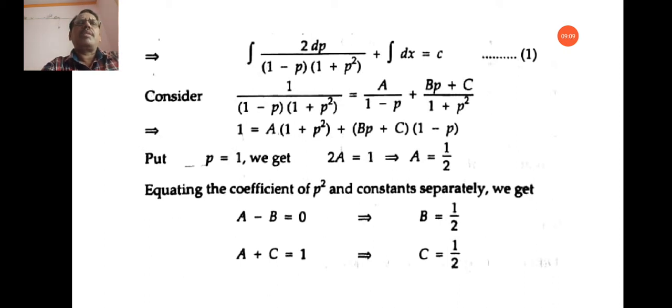You observe that 1 minus p is a linear term, so we take it as A by 1 minus p, and 1 plus p square is a quadratic term, therefore we write it as Bp plus C divided by 1 plus p square. Multiply throughout by 1 minus p into 1 plus p square, we get 1 is equal to A into 1 plus p square plus Bp plus C into 1 minus p. Next step is we have to find the values of A, B and C. They are constants. So how to find A, B, C?